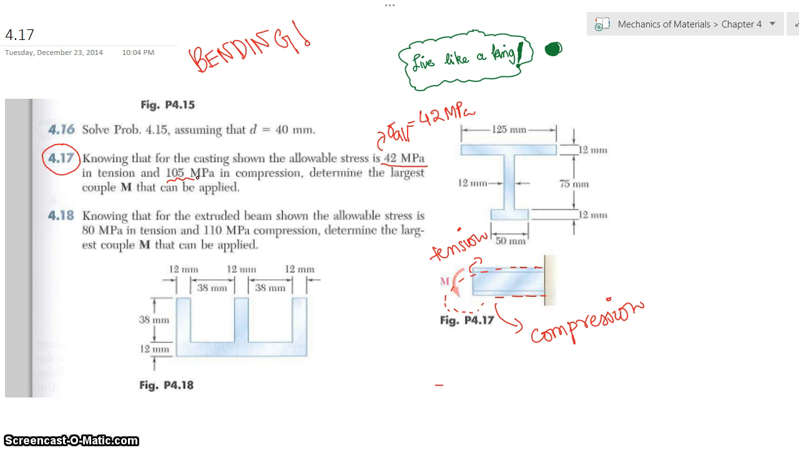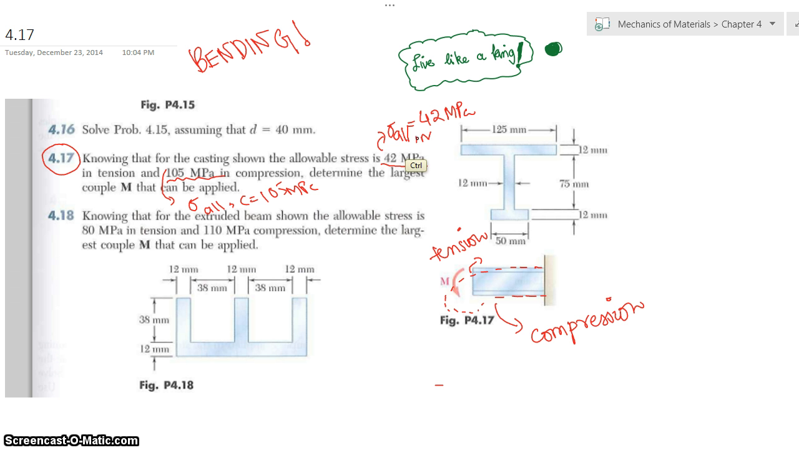So this is 105 megapascal, sigma allowable tension. Sorry. Compression is equal to 105 megapascal.